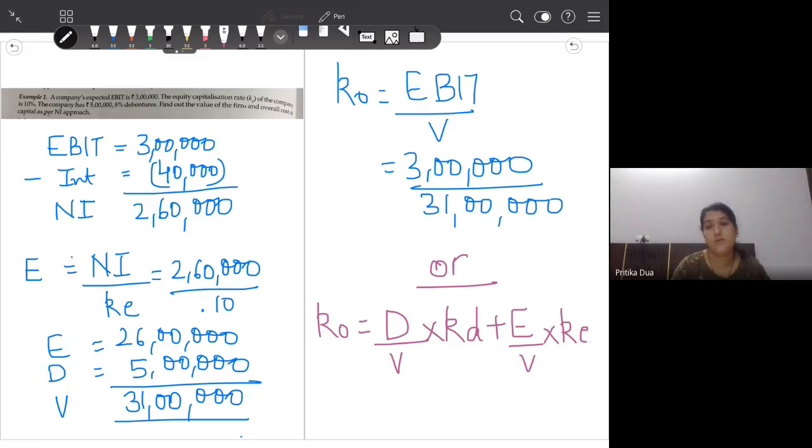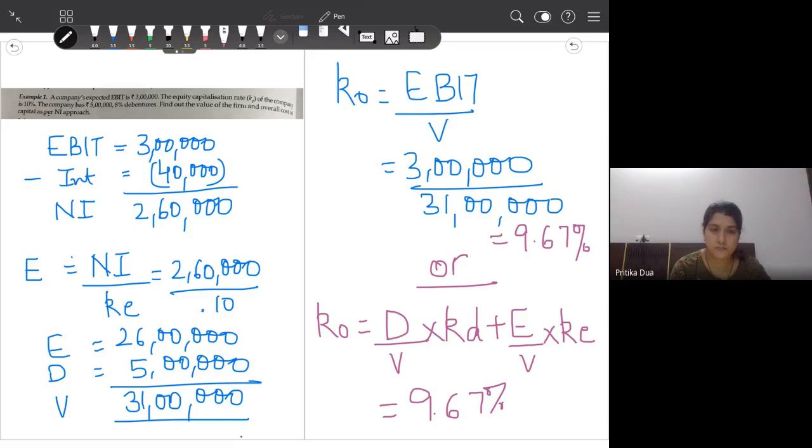Okay, another way of calculating this is that you take the weight of debt in the capital structure, D by V, into cost of debt, plus weight of equity, E by V, into cost of equity. You'll get the same answer, which is 9.67%. Okay, so this is how we calculate the overall cost of capital using the net income approach. I hope this is clear to everyone.